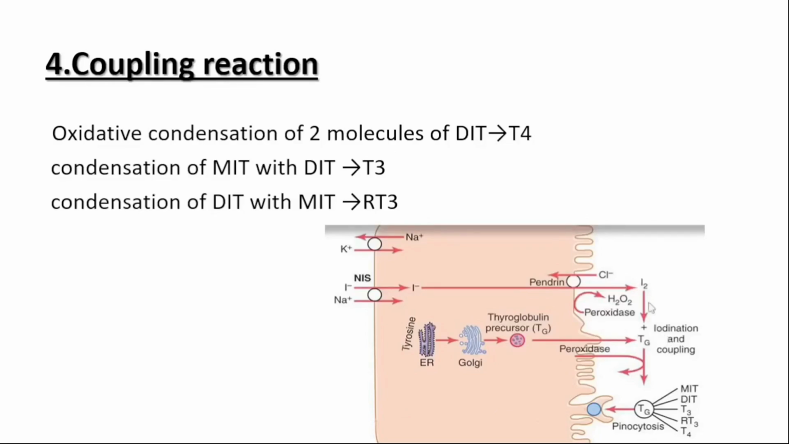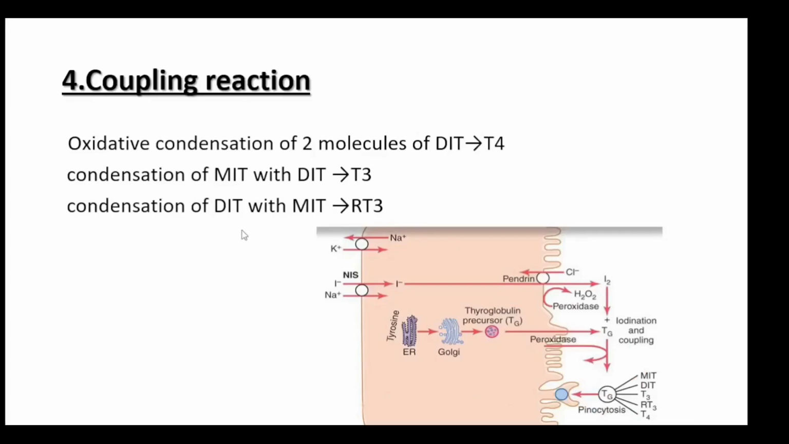So here you can see this is organification of thyroglobulin. Then within the thyroglobulin there will be coupling of MIT and DIT, resulting in the formation of T3, T4 and reverse T3. So this thyroglobulin will be containing T3, T4 and reverse T3, that is formed after the coupling of MIT and DIT, and also it will be containing MIT and DIT separately. Again, the same enzyme thyroid peroxidase is required for coupling reaction, that is coupling of MIT and DIT, resulting in the formation of T3, T4 and reverse T3.